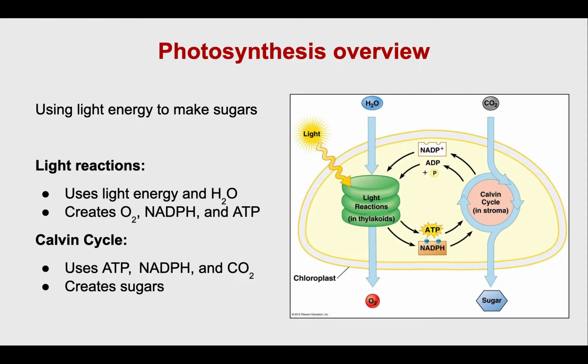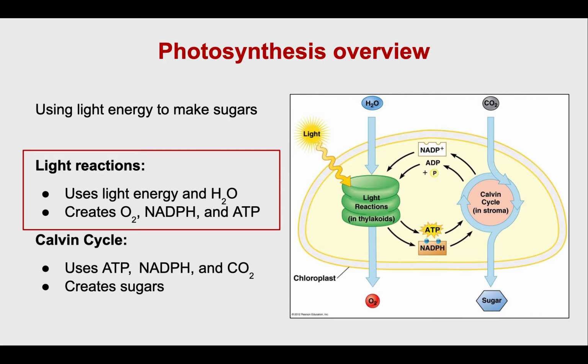We're going to start talking specifically about these light reactions and the Calvin cycle. Remember, the light reactions take place in these thylakoid membranes, whereas the Calvin cycle is still taking place in the chloroplast, but in the stroma. So outside of the thylakoid membranes, but still inside of the chloroplast.